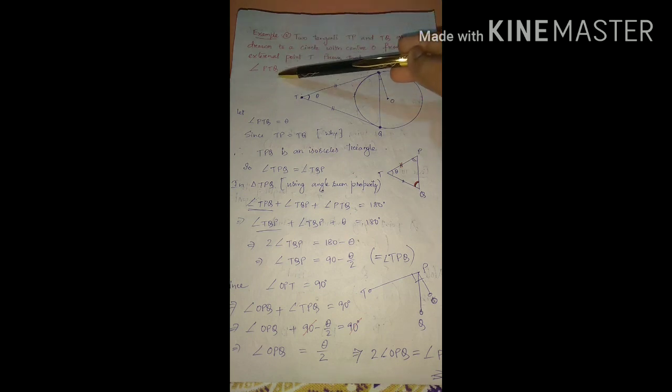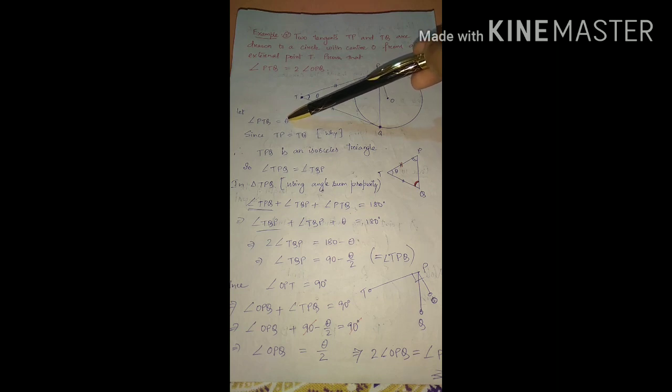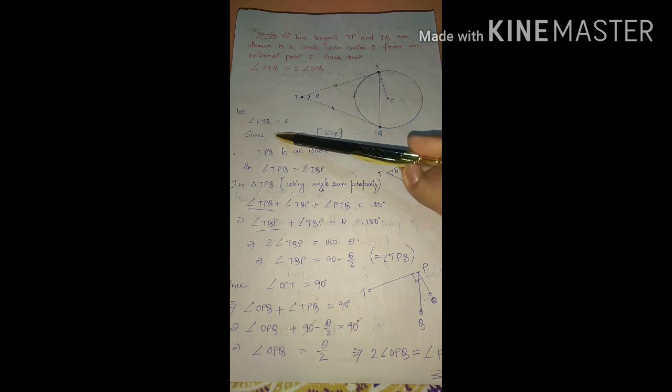The proof is angle PTQ equals 2 times angle OPQ. If you check here, this one is PTQ, and this one is OPQ. That means this angle PTQ is 2 times this angle OPQ, which we need to prove. For this, first of all, we consider this angle PTQ equal to theta. Clear? Now after that, we write here since TP equals TQ, and here it is written why. You know why?